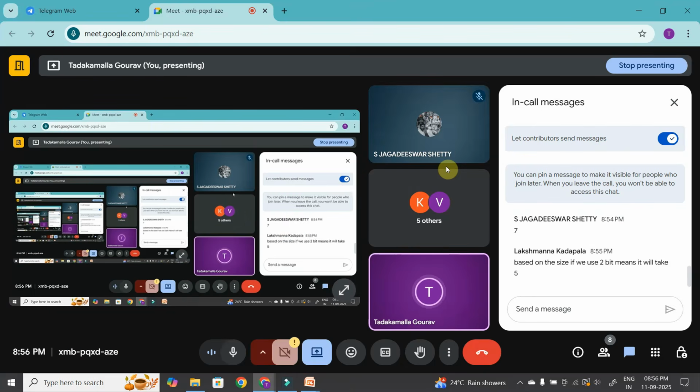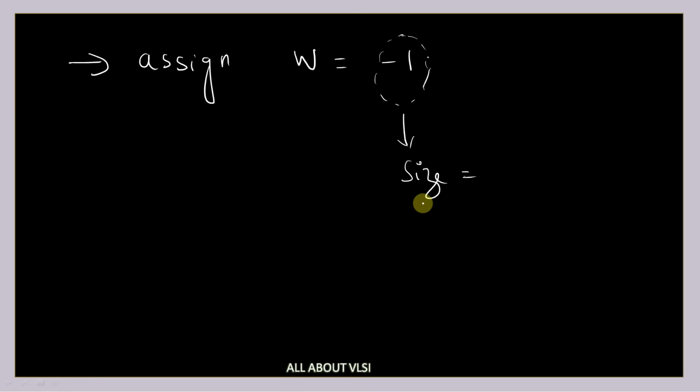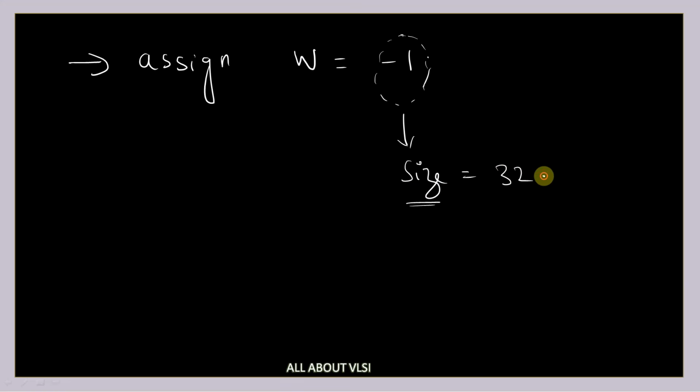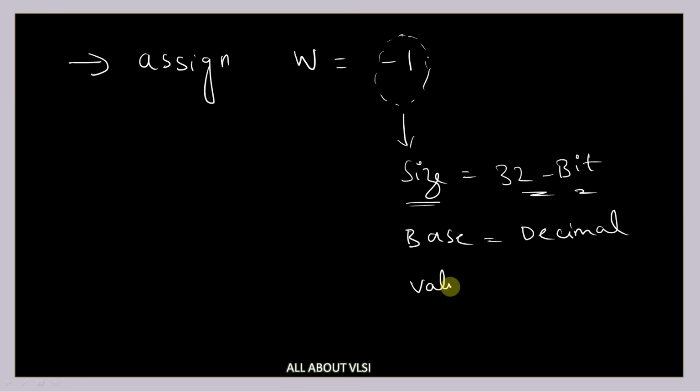Yesterday we discussed numbers, right? Now what is the size here? If I write simply -1, what is the size? 1 bit? No, it is 32-bit. We saw yesterday that if we don't mention any size, then it is 32-bit. And what is the base? Base is decimal, and the value is 1. The value is 0 0 0 and so on, 1.